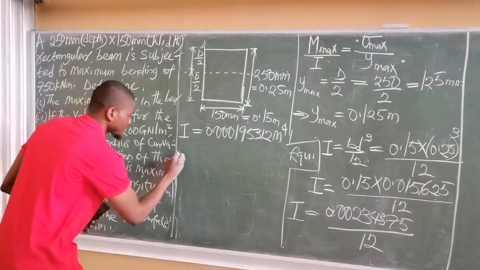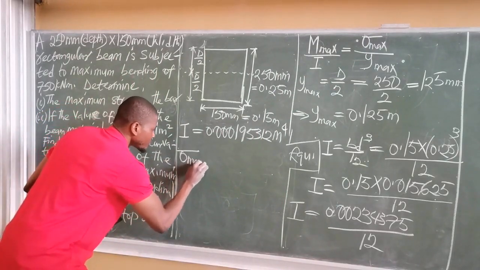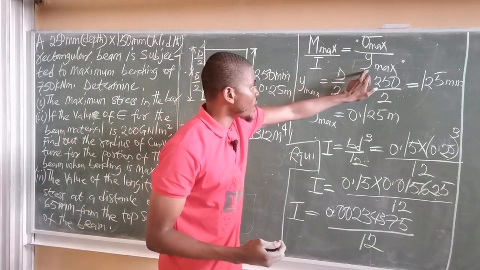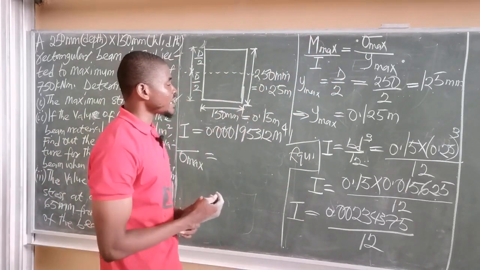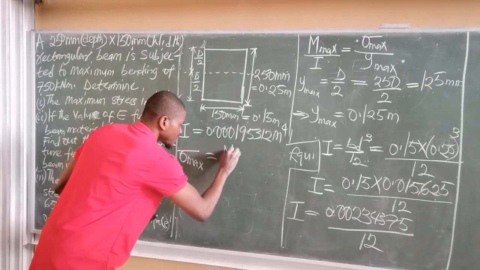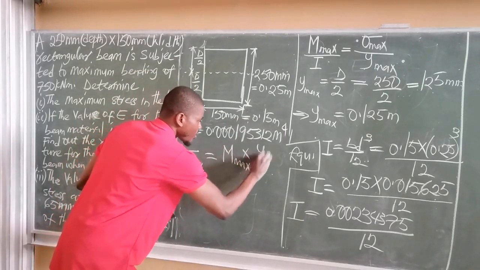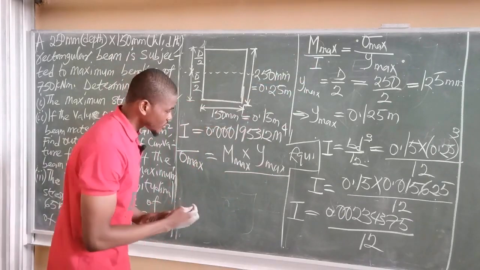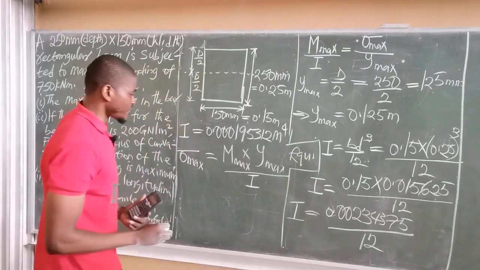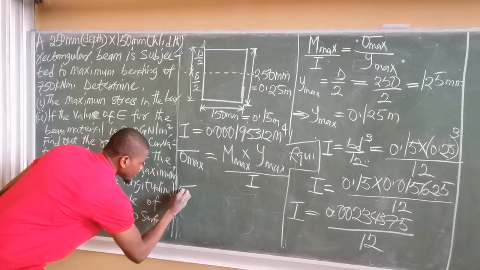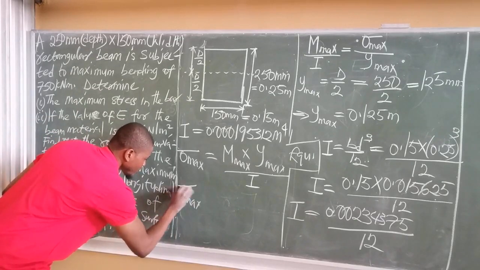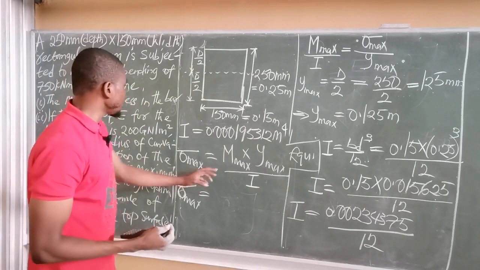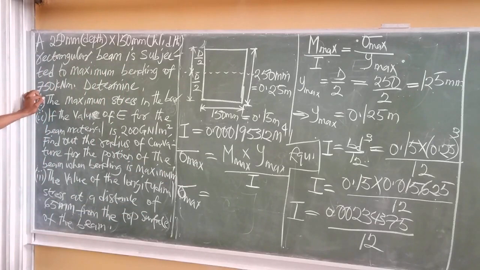So from this equation now, we can find out that sigma max is simply what? If we cross multiply, Y max multiplied by maximum bending moment, that simply gives us M max multiplied by Y max all over the moment of inertia I. So we can simply say sigma max, which is the maximum stress we are looking for, is now equal to the maximum bending moment, which was given from the question as 750 kilonewton meters.